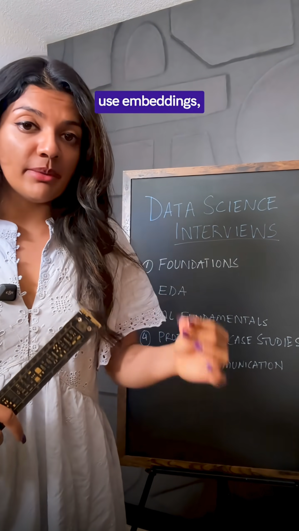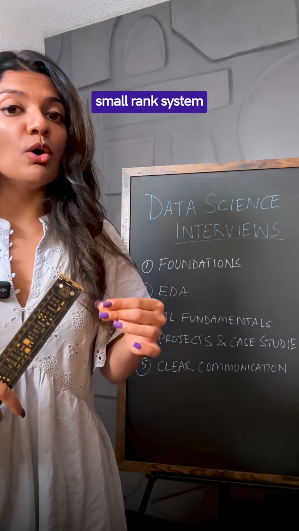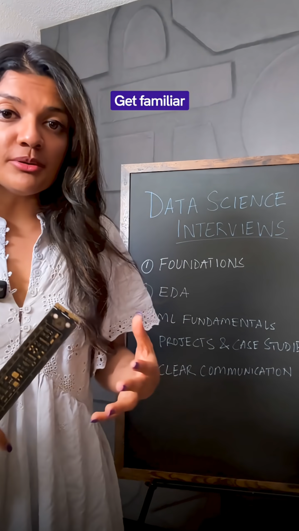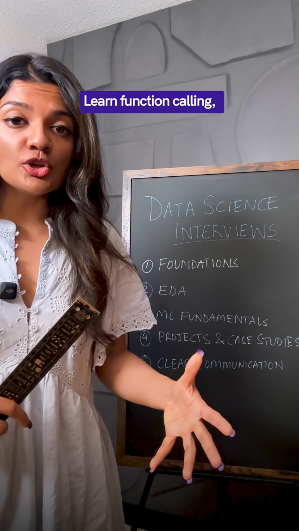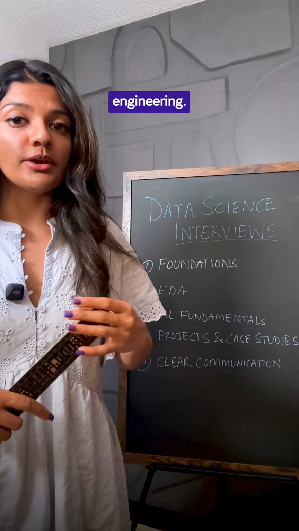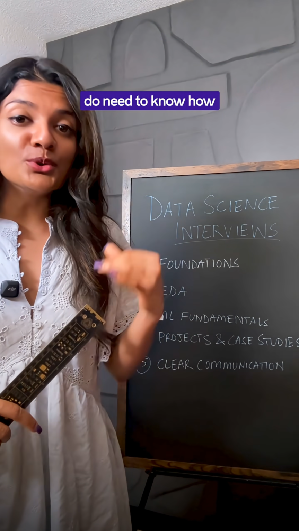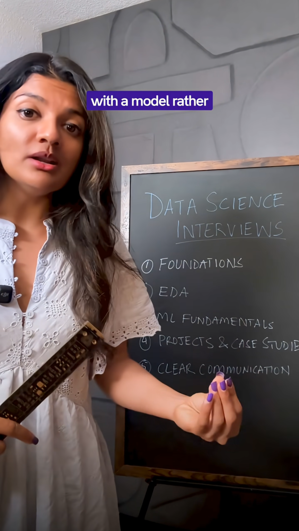So learn how to use embeddings, how vector search works, how to build a small RAG system, and how to evaluate it. Get familiar with LangChain or LangGraph. Learn function calling, prompting patterns, and context engineering. You don't need to be an LLM researcher, but you do need to know how to build something with a model rather than just talk about it.